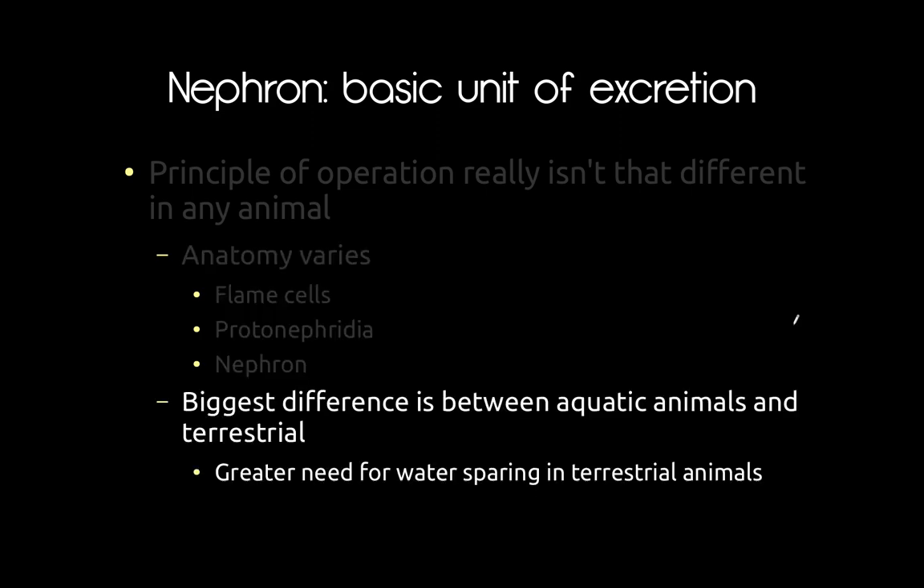The biggest difference in the functionality of excretion is between aquatic and terrestrial animals. The biggest point is that there's a greater need for water sparing in terrestrial animals, so there's a much more tightly regulated excretory process in terrestrial animals. It's very similar in concept in aquatic animals, but there's a lack of that great need for water sparing in aquatic animals. So that's the big difference there.